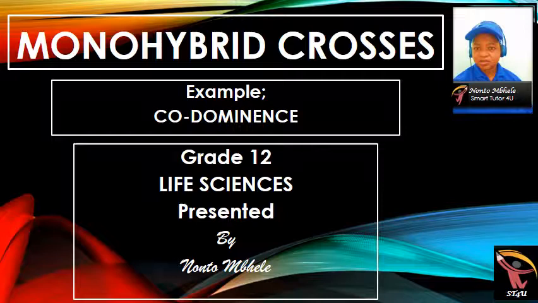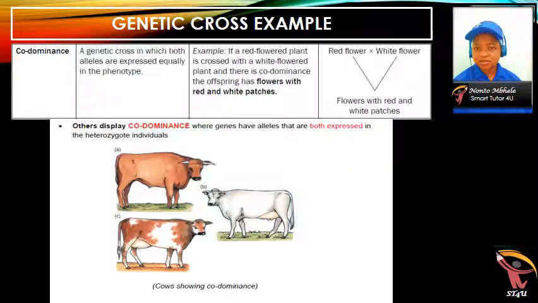Into the codominants. As we have looked into the complete dominants and the incomplete dominants, now we can look at the codominants. Okay, so what is codominance? Codominance is a genetic cross in which both alleles are expressed equally. So the alleles are expressed equally.